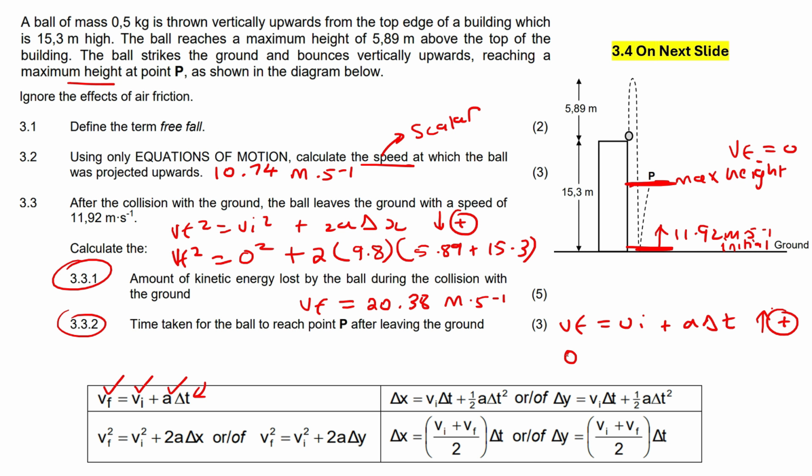Now, I know the final velocity for this part from here to here. The final velocity is 0. The initial velocity is 11.92. The acceleration, I know that that is acting downwards, but I chose upwards as positive, so I will put a negative there. And then the time is what I'm looking for.